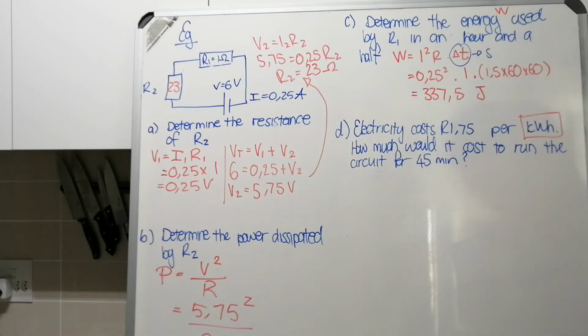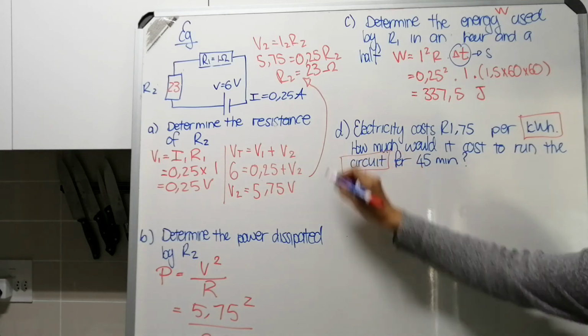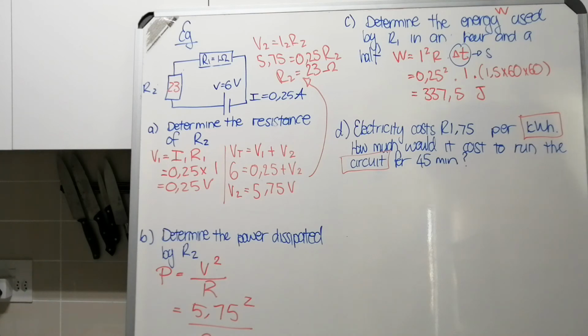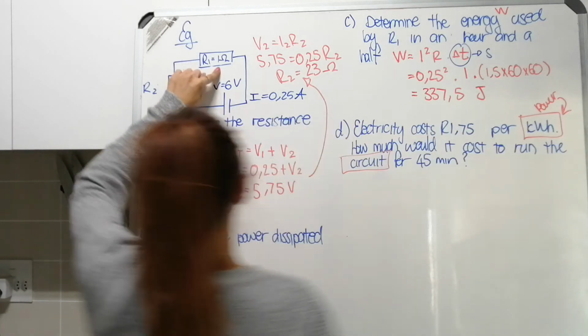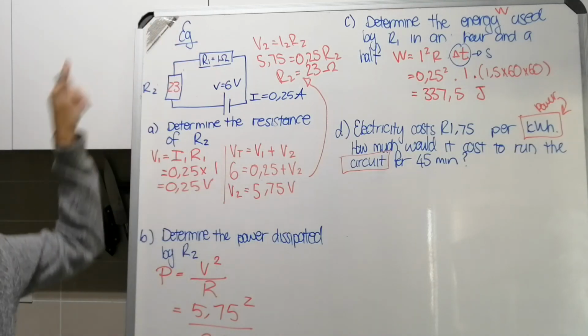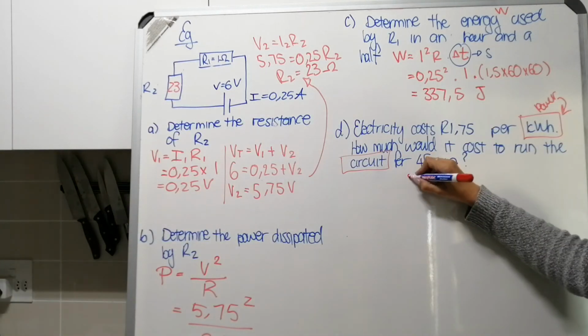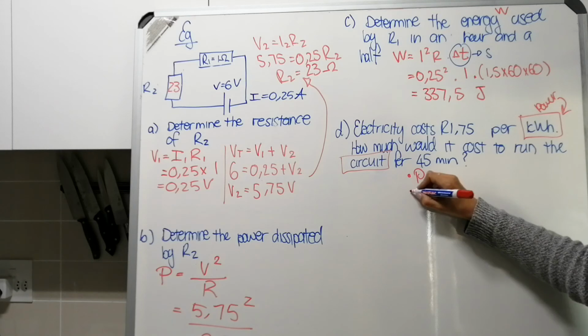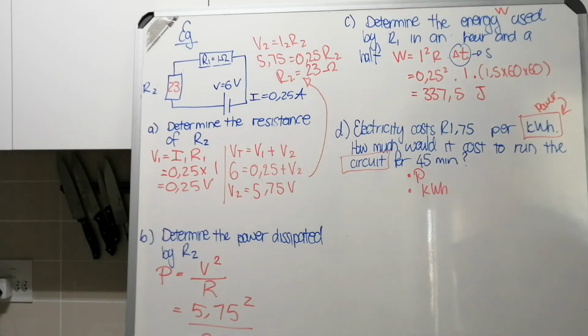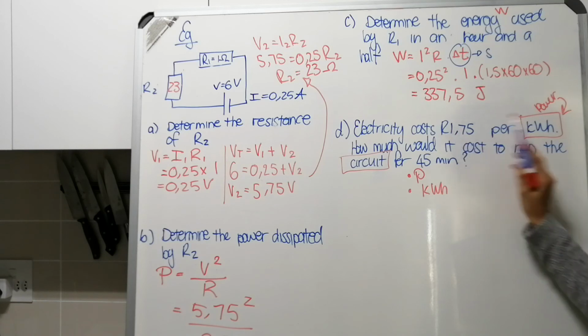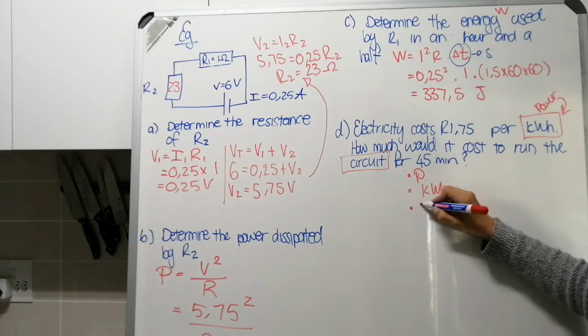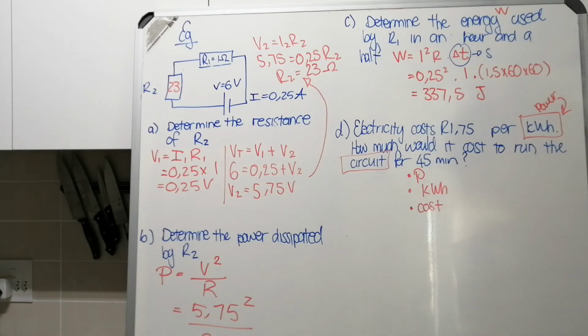Alarm bells should be going off. We need to do a conversion. How much would it cost to run the circuit for 45 minutes? The whole circuit. Remember, kilowatt hours, this is power. We've got to know the power to convert the power into kilowatt hours. But it's not the power of resistor 1 or of resistor 2, it's the whole circuit. So I need to do three things here. I first need to find the power, then I need to take that power and convert it into kilowatt hours, and then, knowing the cost per kilowatt hour, I can work out the cost in total.